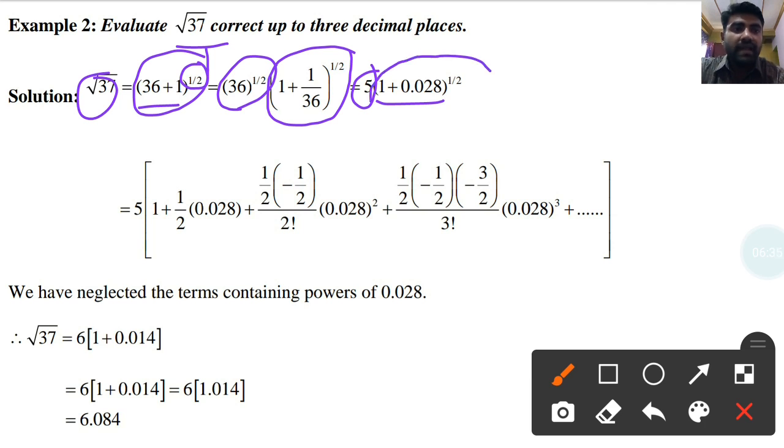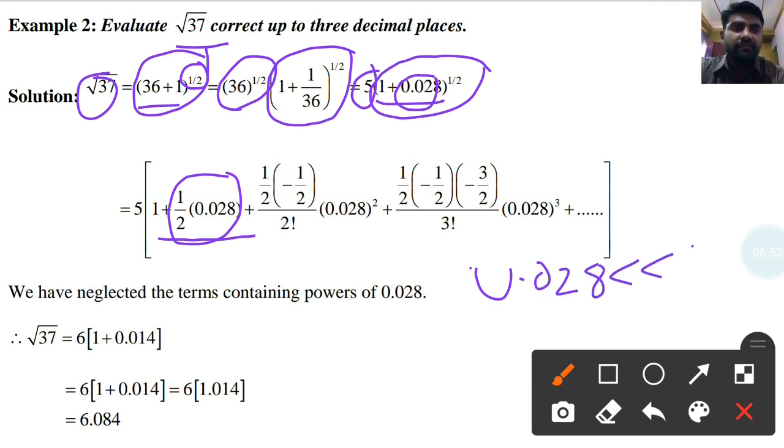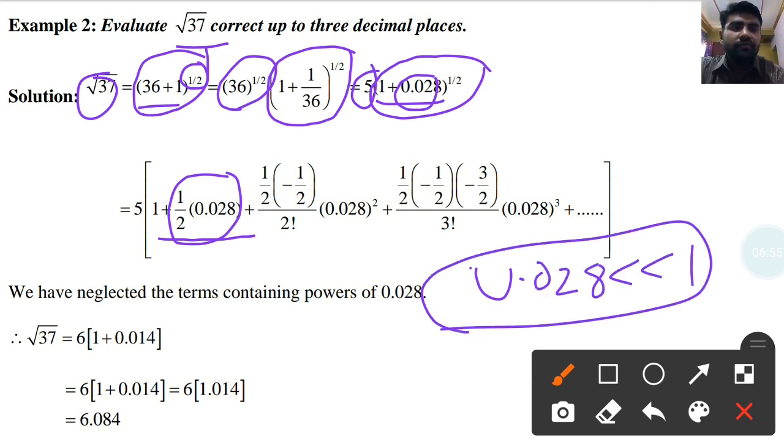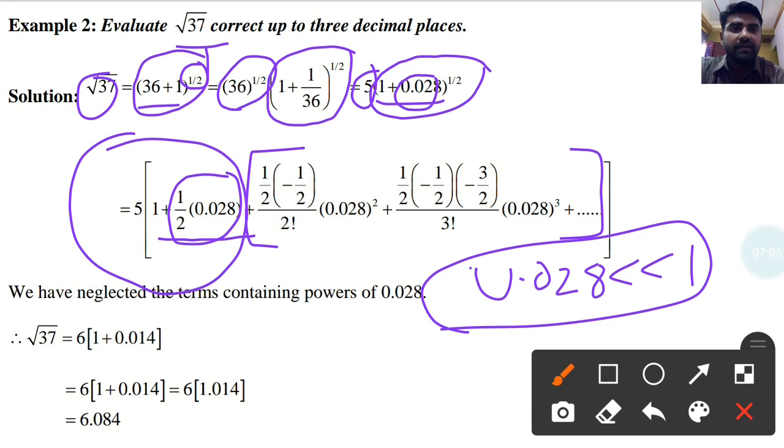Now binomial expansion, so 1 plus 1 upon 2, right? It is in multiplication with this, so that is our second term, it is ready. Now see, 0.028 is much less than 1, we can write this. So if it is much less than 1, we can neglect these higher powers. So if we neglect these higher powers, we are left with only these terms, right?